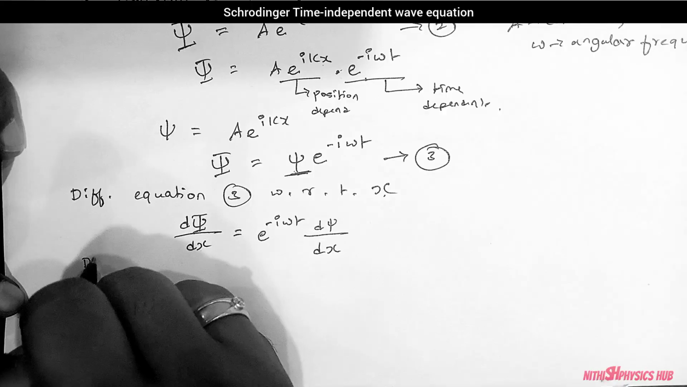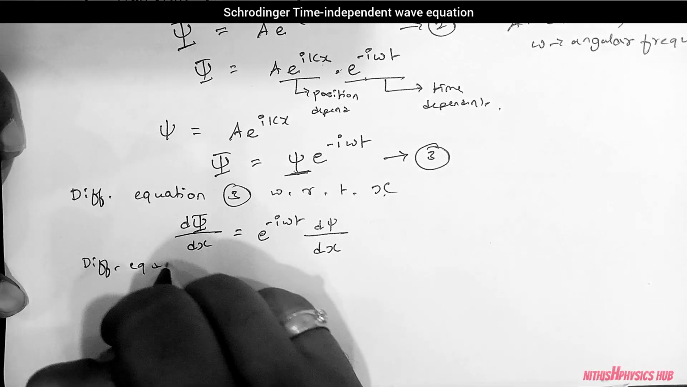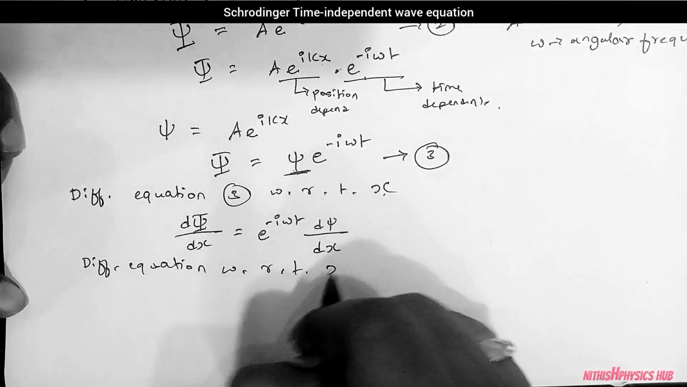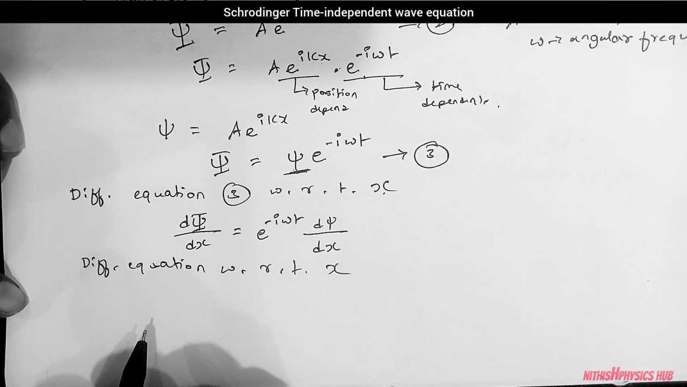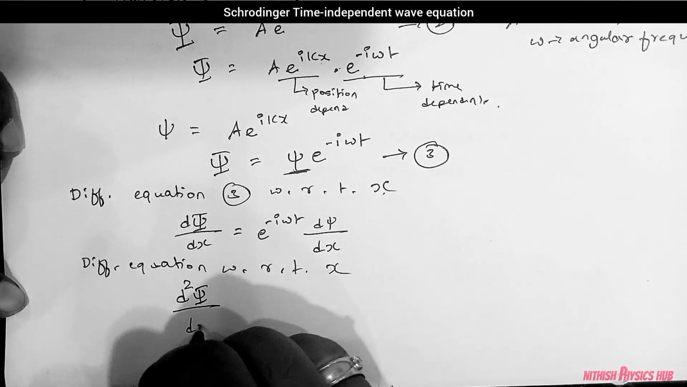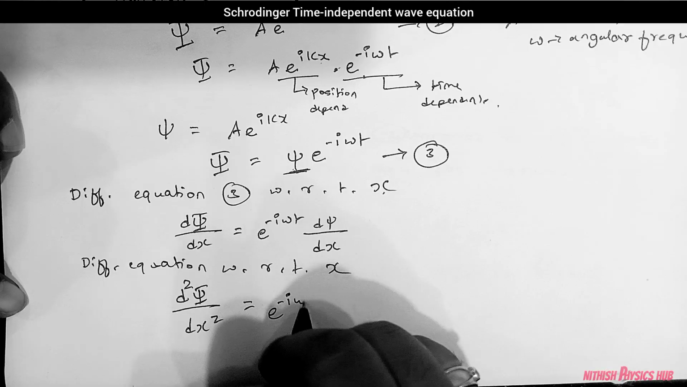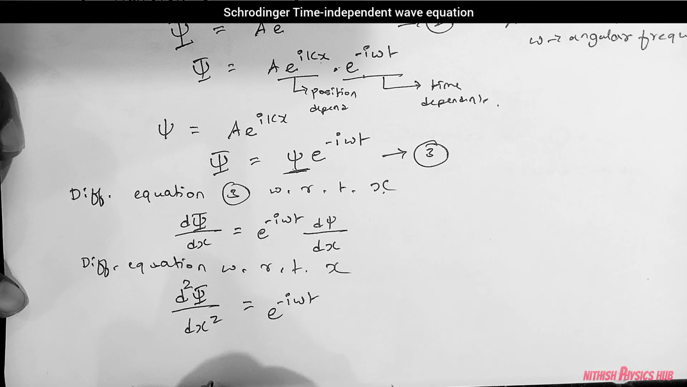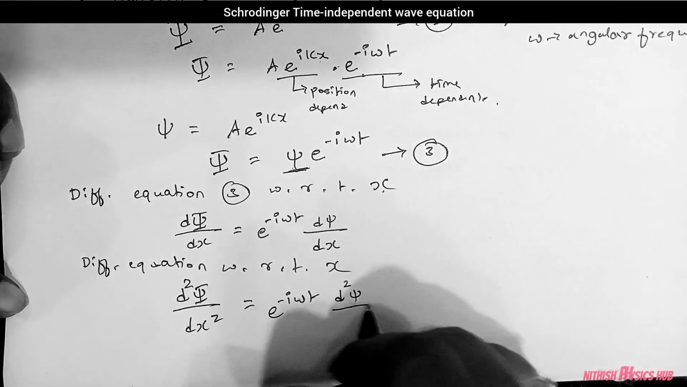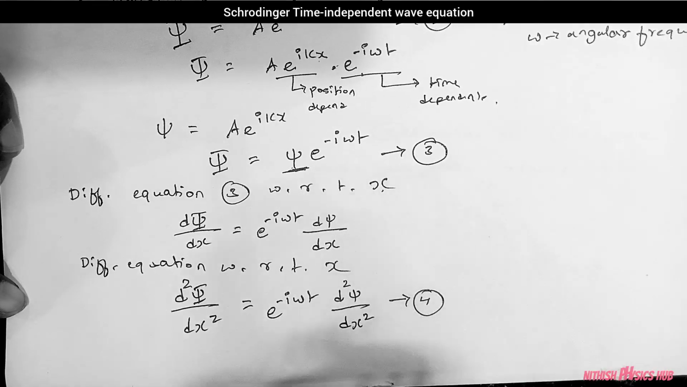Now once again we will be differentiating with respect to x. The second time I will be differentiating, so the equation will become d square psi divided by dx square. Since e to the power of minus i omega t is a constant, we will be taking it as it is, times d square psi divided by dx square. Take it as equation number 4.